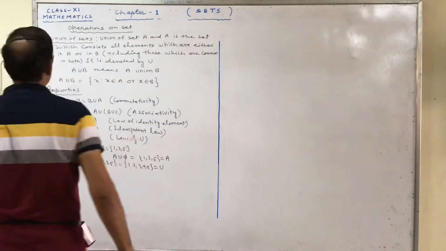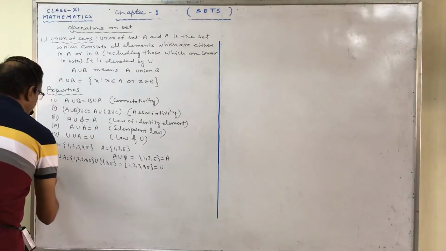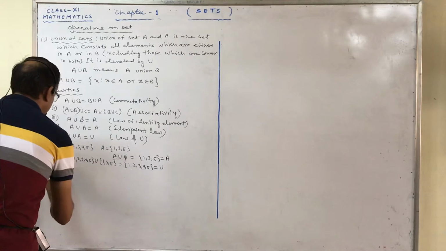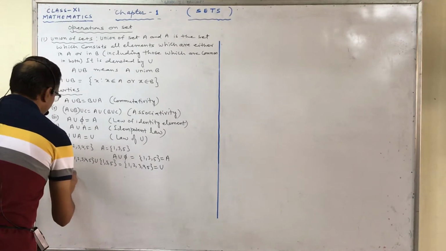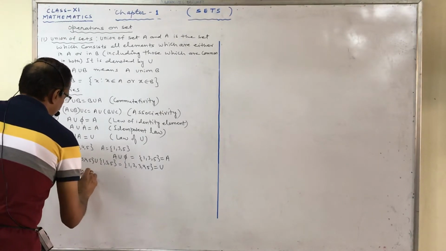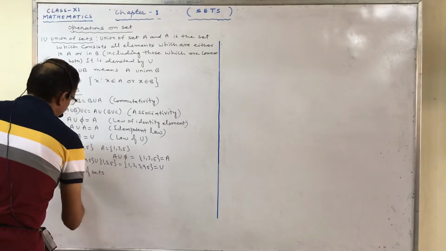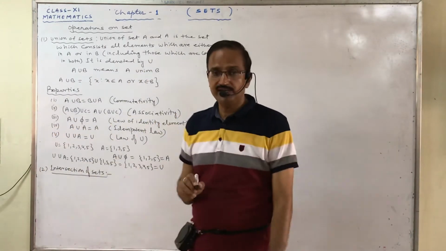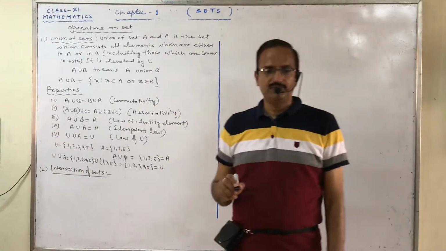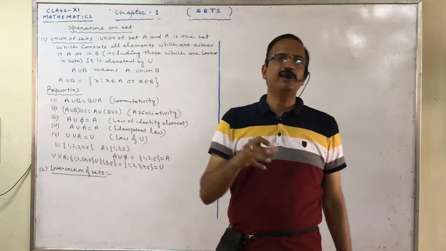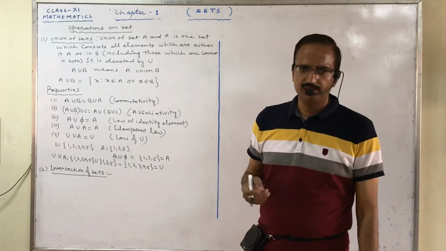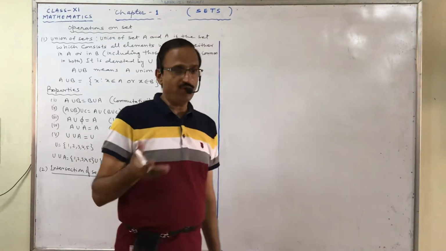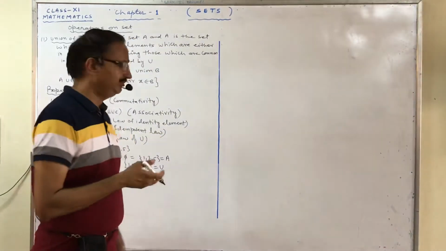This is the first operation. Now the second operation is intersection of sets. This is also a set which contains only the common elements of A and B. So intersection of sets is the set of all elements which belong to both A and B.